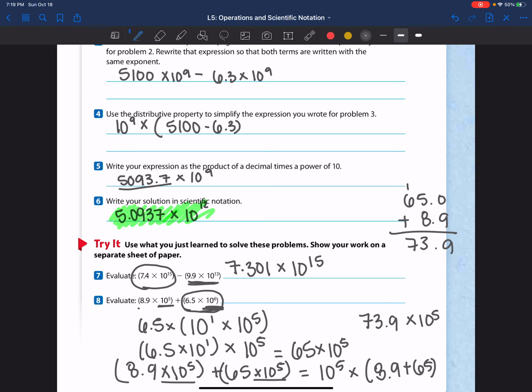And again, this is not written in proper scientific notation, so I'll need it to be 7.39. And then I've ended up moving the decimal another place, so that'll be 10 to the 6th power now. So my final answer here is 7.39 times 10 to the 6th power. And that is all for day 2.